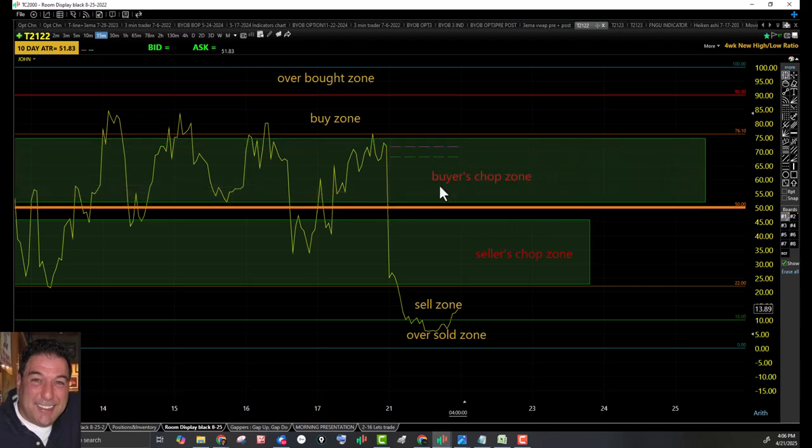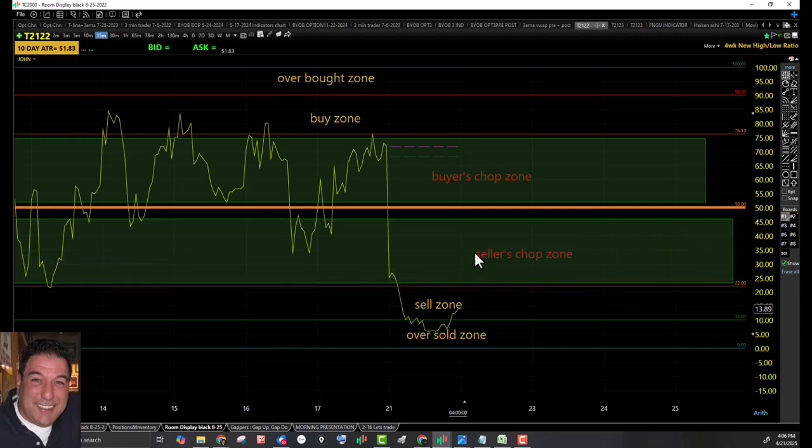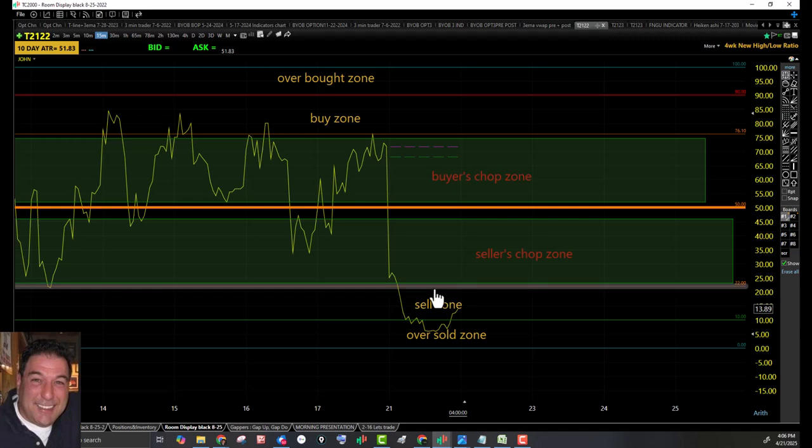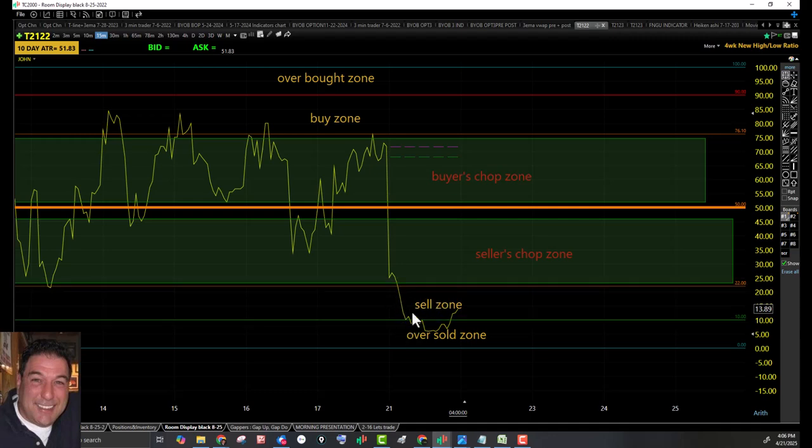And you can see we had a breakout of the consolidation straight down into the seller's chop zone, where we put in a lower low and then a lower high. And then from there, we went airborne almost over the sell zone, right into the oversold zone. Managed to meander back and forth across the threshold a couple times. And then price action winds up spending most of the day in the oversold zone, only to finish in the sell zone at the end of the day.